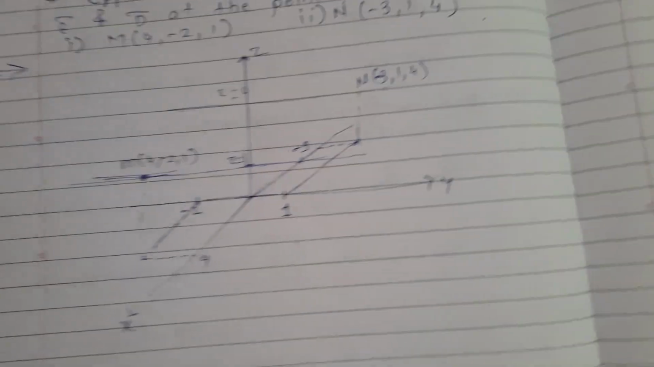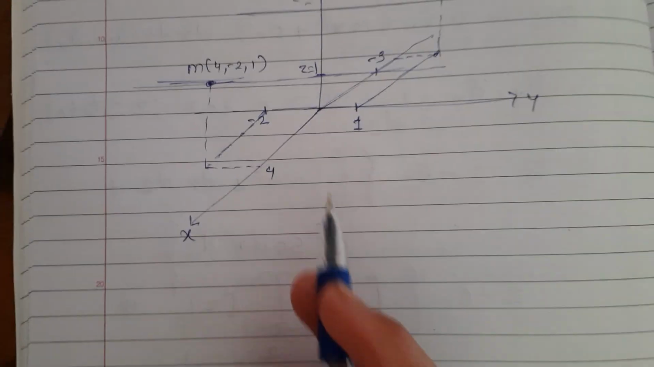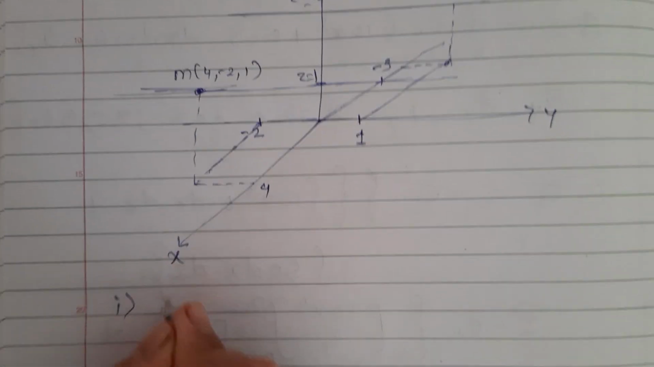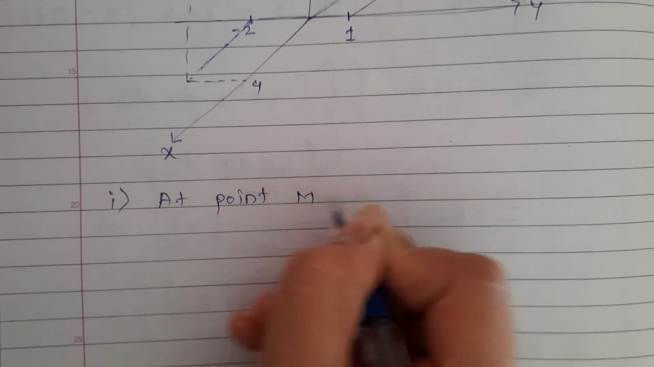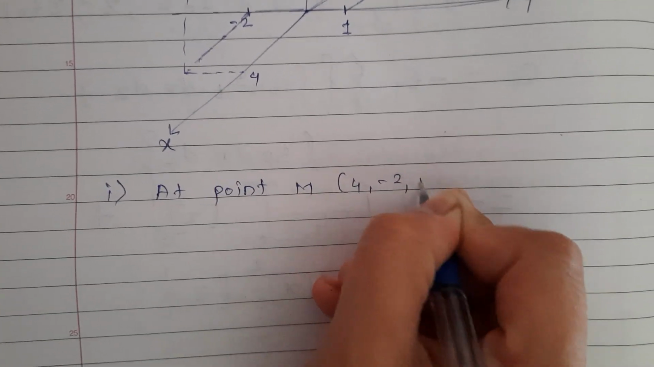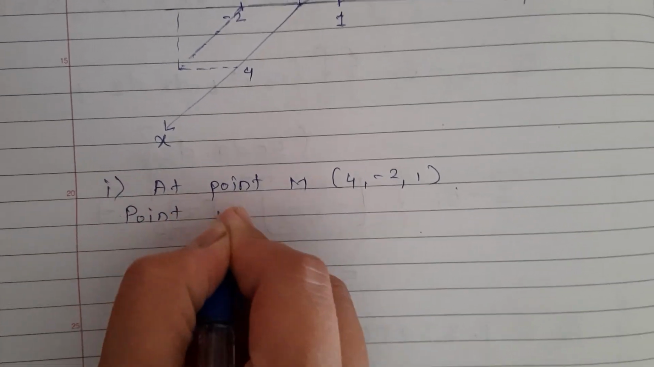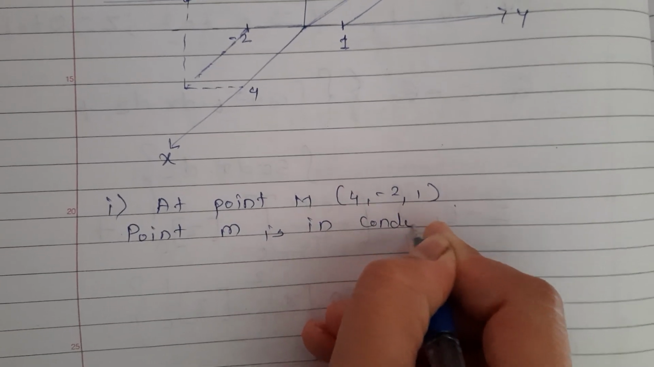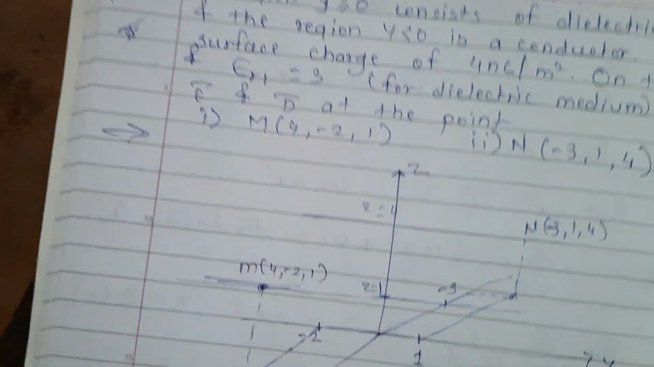So this figure shows the boundary. So this boundary condition. The first one is at point M, (4, -2, 1). Now point M is in the conductor. Point M is in the conductor. This problem was asked in university.